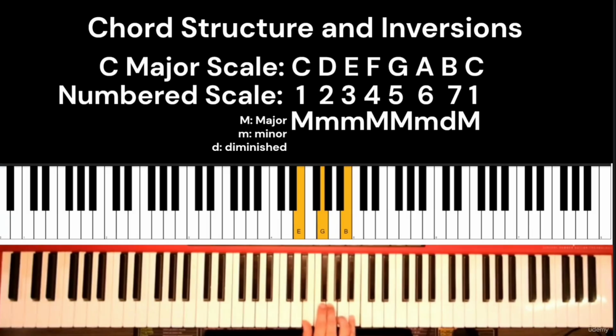Here's the 3 chord in the key of C. The 3 chord is, here's the major and minor. So the 3 chord is a minor. E minor. That's the 3 chord.